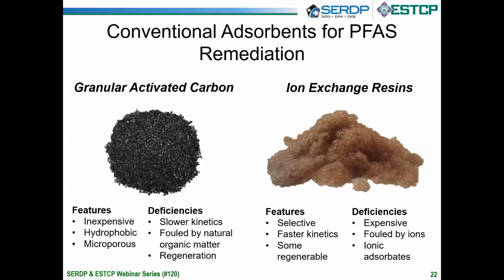So granular activated carbon is a widely accessible and inexpensive material, has hydrophobic surfaces that have affinity for hydrophobic adsorbates, and has a microporous structure that imparts high surface area and high adsorption capacity. However, granular activated carbon exhibits relatively slow, diffusion-limited kinetics. Its surfaces can be fouled by natural organic matter, and regeneration of spent granular activated carbon is energy intensive and relatively expensive. With respect to PFAS, granular activated carbon can adequately remove long-chain perfluoroalkyl acids from water, but has lower affinity for short-chain perfluoroalkyl acids.